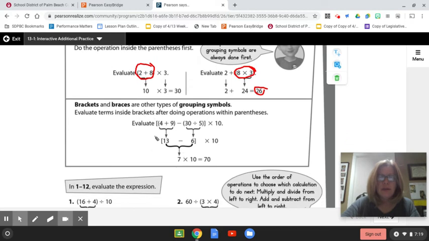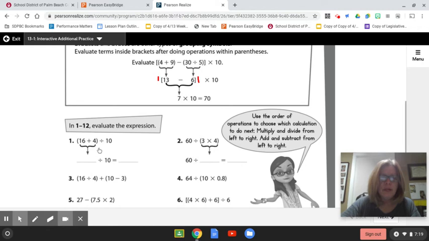Okay, same here. You do what's in here first. 4 plus 9, that's 13. Come over here and do what's in these brackets. 30 divided by 5 is 6. Okay, but these are still in brackets right here. So you have to do this next. 13 minus 6 is 7. And then the last thing left is 10. So that's where you get this 70.